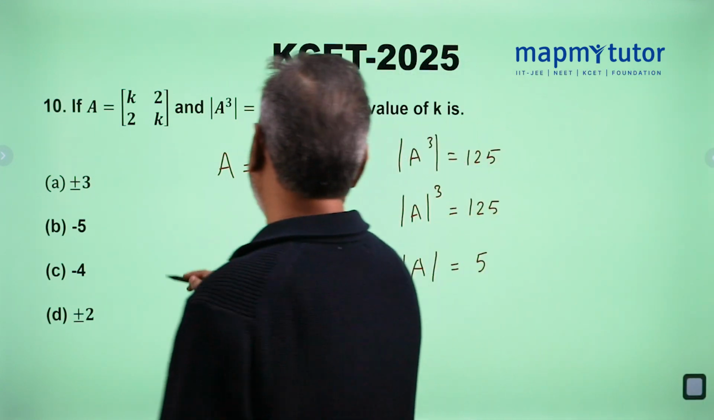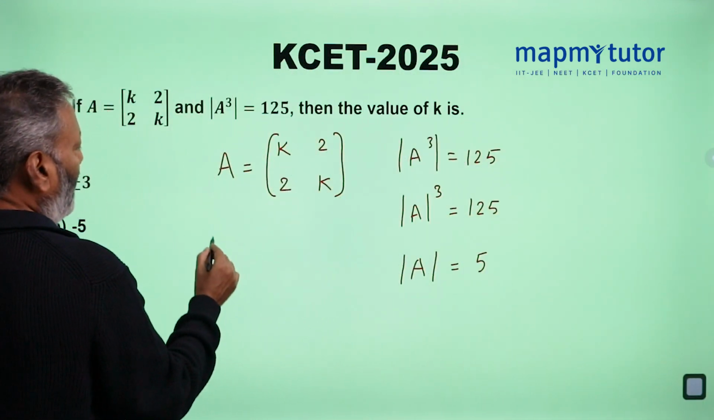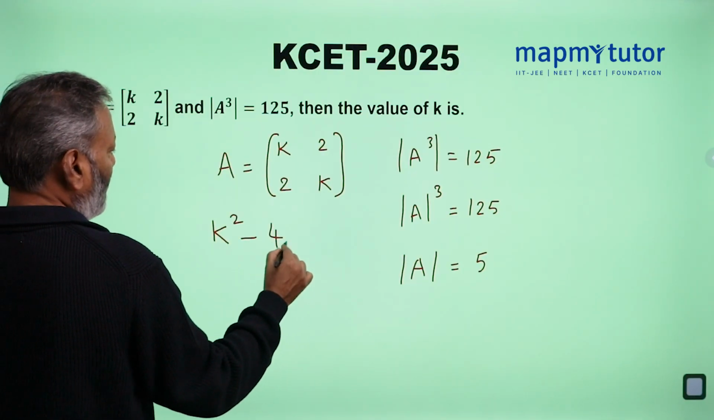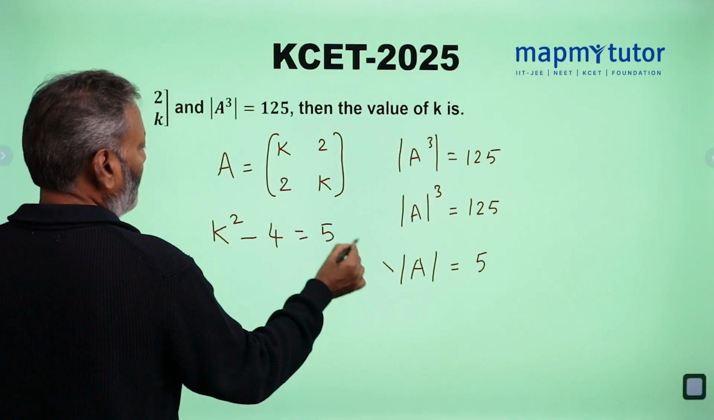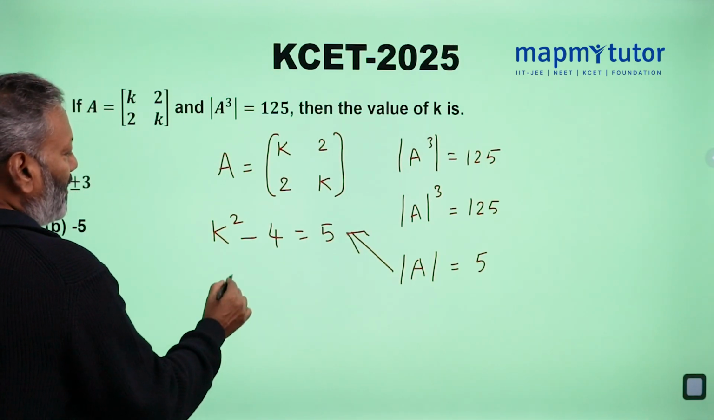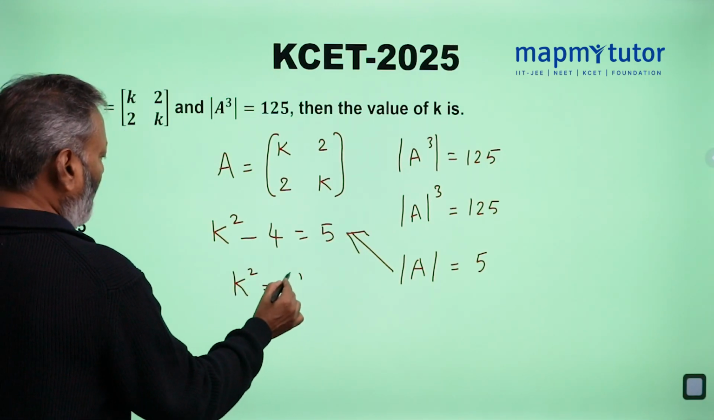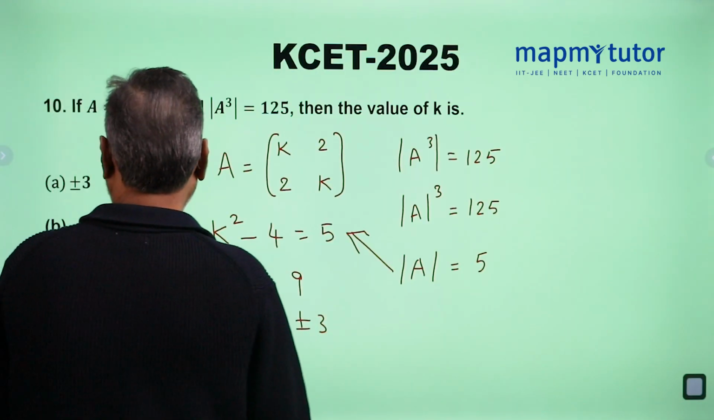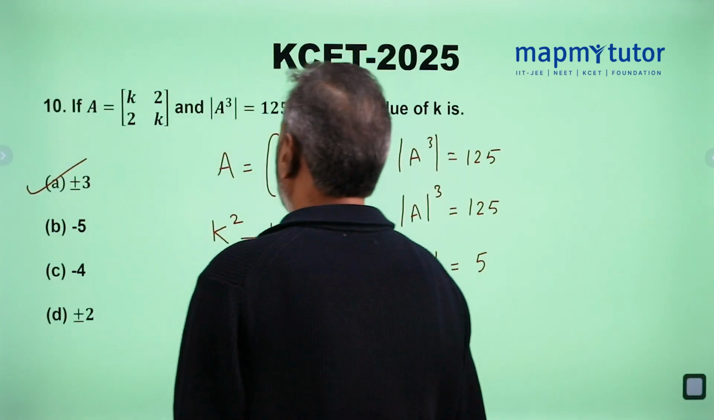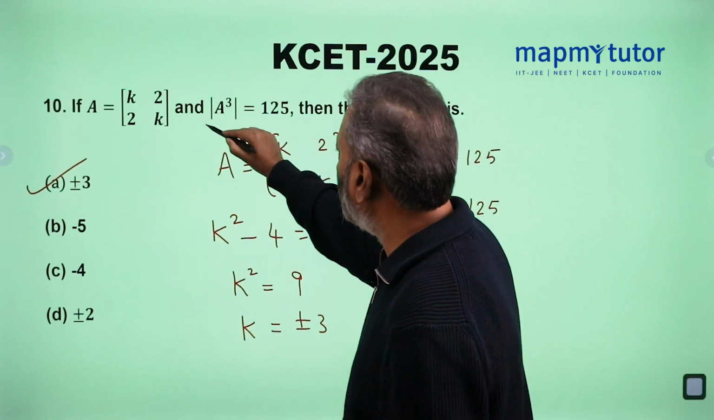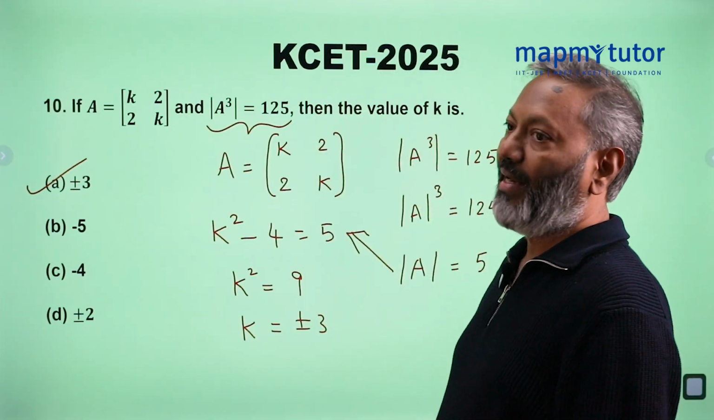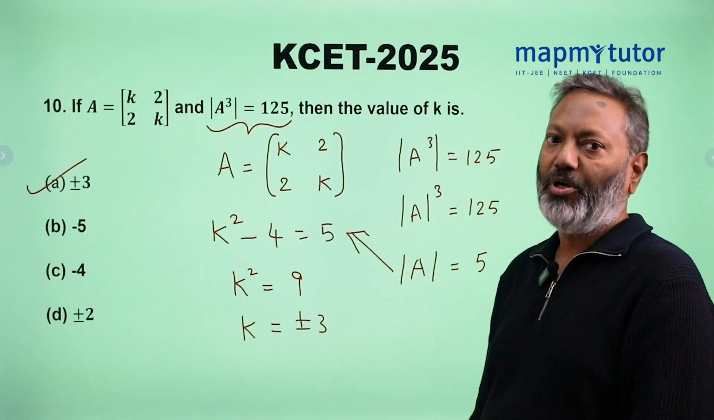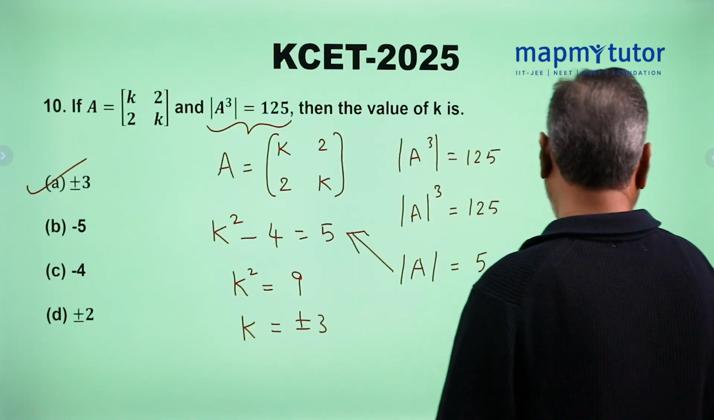Now, coming back to this. If A is K, 2, K, what is det A? K into K, that is K square, minus 4 must be equal to 5 according to this condition. So, what is K square? 9. What is K? Plus or minus 3. There it is, option A. Simple. The only thing is you have to write this properly: det of A cube is 125, det of A cube is det A whole cube. It is a basic property in determinants.